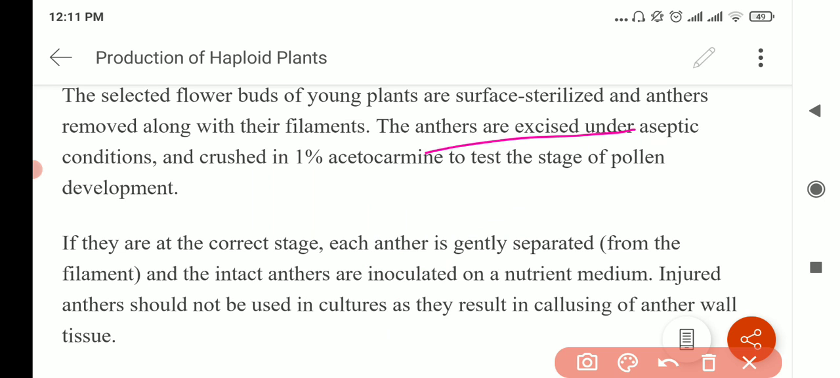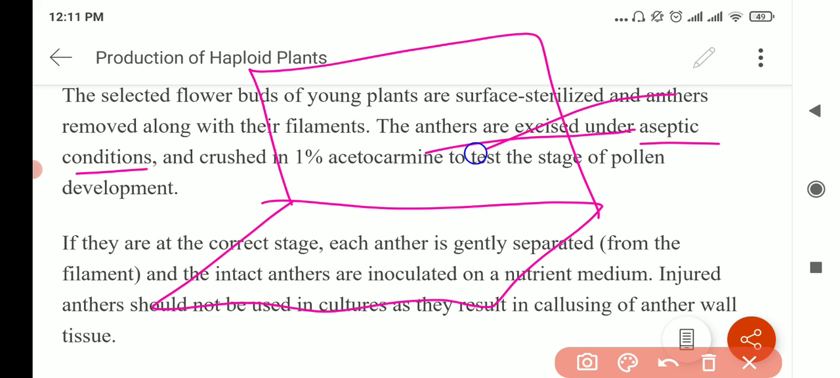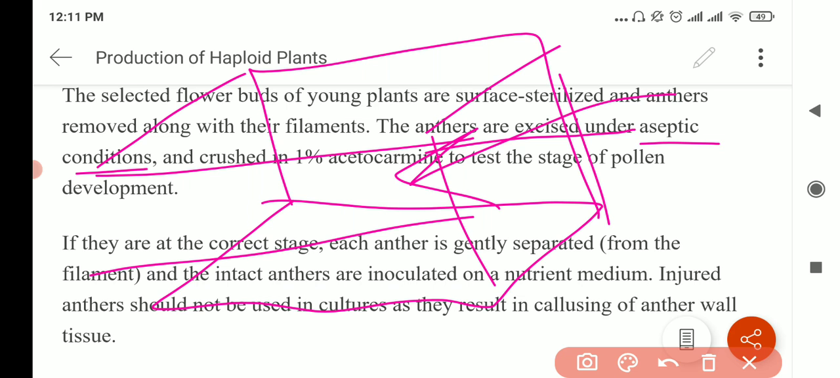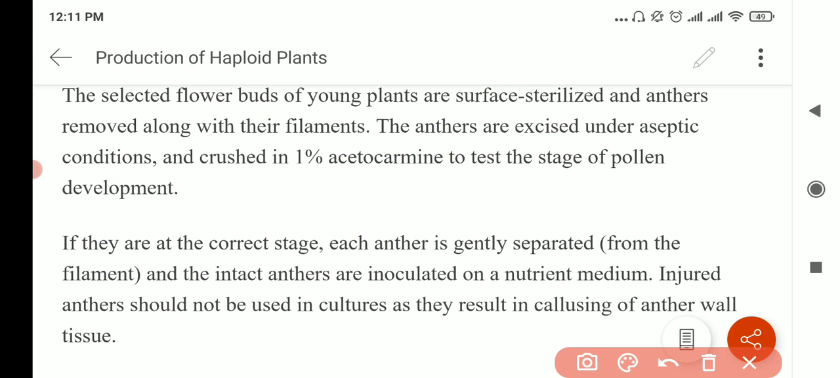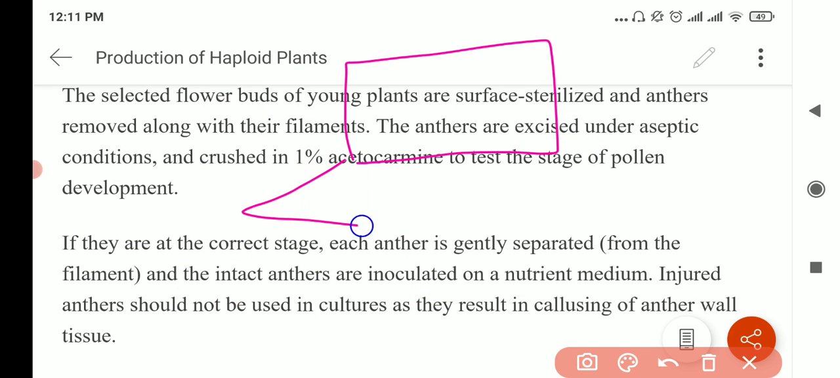Then we cut the anther under aseptic conditions. Aseptic means, remember girls, working in the laminar airflow, where you have to wipe down. This is the laminar airflow working table, this is where the air comes in, and then everything is inside a hood. You open just this much, and you keep your hands there. These are your hands. Such a good drawing, no? Then what you do? Let me draw again. Let's say this is the working table.